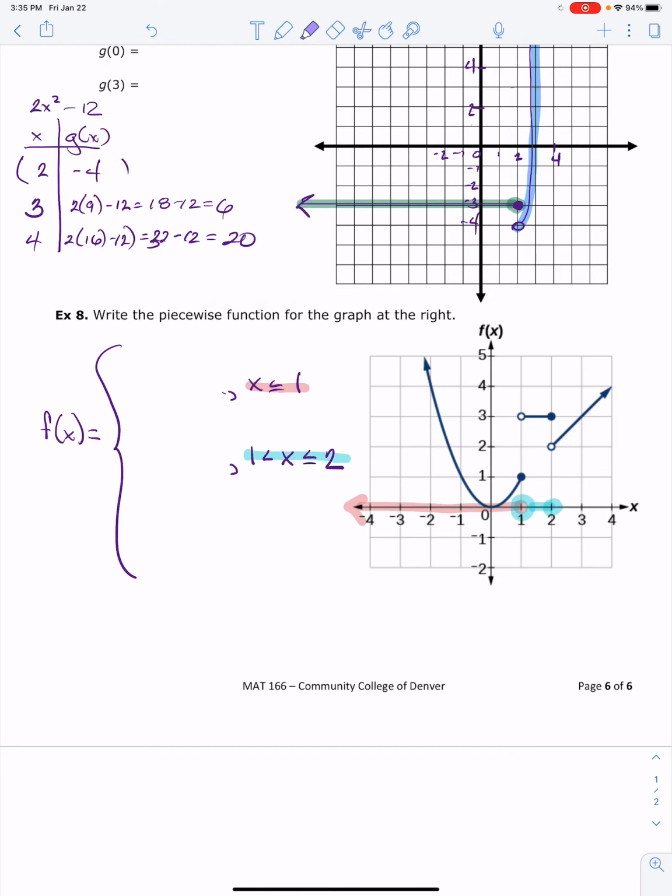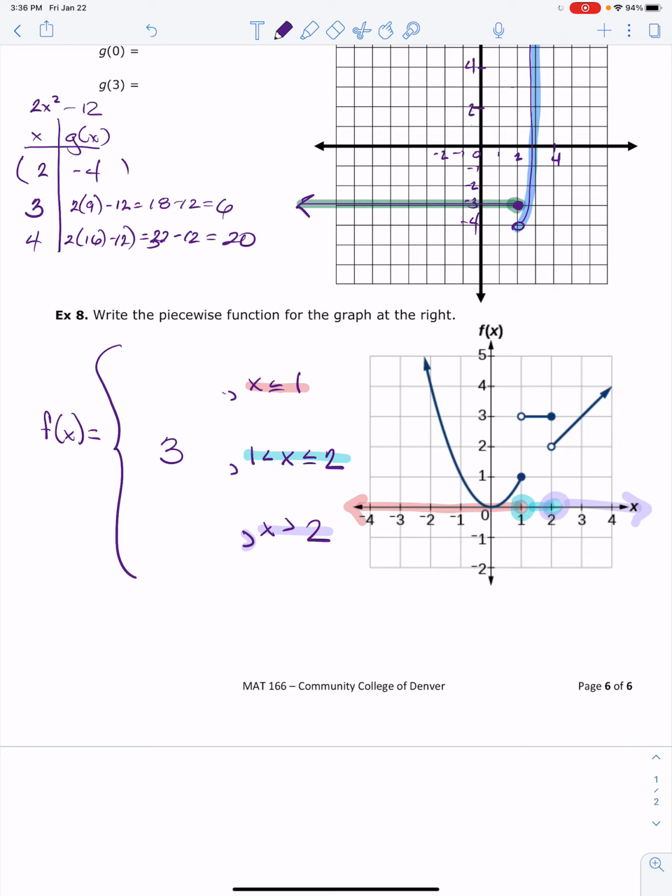And then I've got greater than 2. So there are the 3 pieces of the domain that this has been chunked into. Now there's nothing that says I have to start at the beginning and go through. So I'm going to start in the middle where it's easiest. From x greater than 1 but less than or equal to 2, the function value is just 3. So that's pretty straightforward.